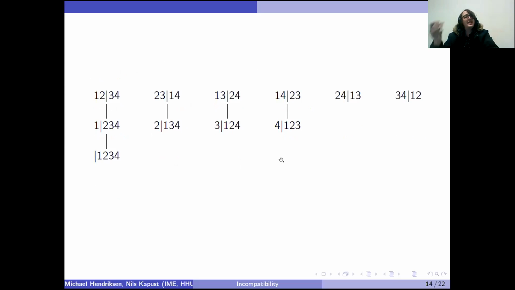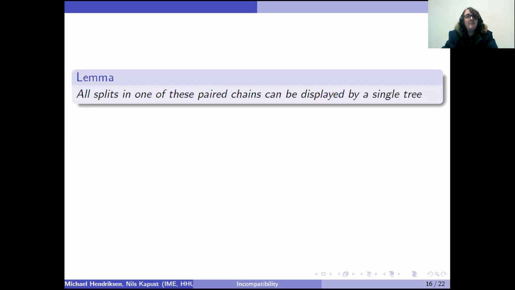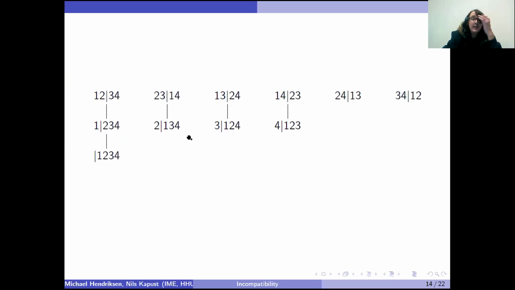So why have we done that? There is a nice lemma, which I'm going to state here, which is that all splits in one of these components, that we're going to show very shortly, can be displayed by a single tree. The only issue here is that, again, we still have some pairs of repeated elements. You've got the 1, 2 versus 3, 4 over here, and 3, 4 versus 1, 2, which represents the same bipartition.